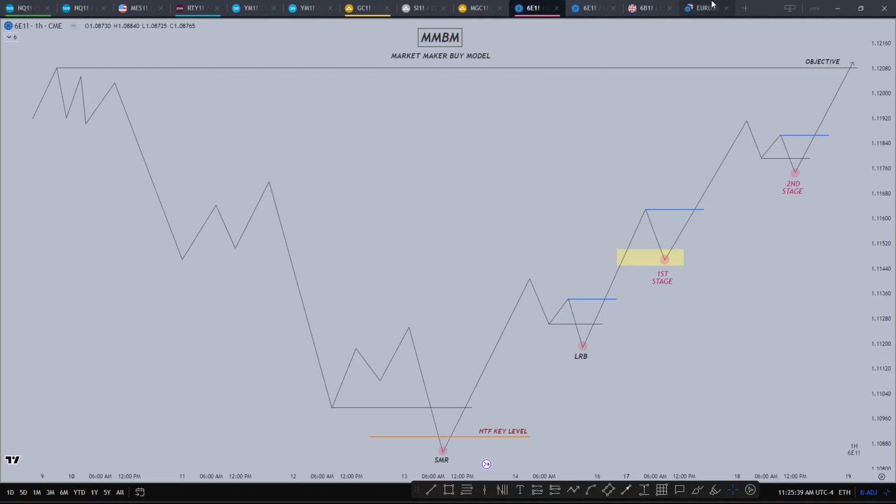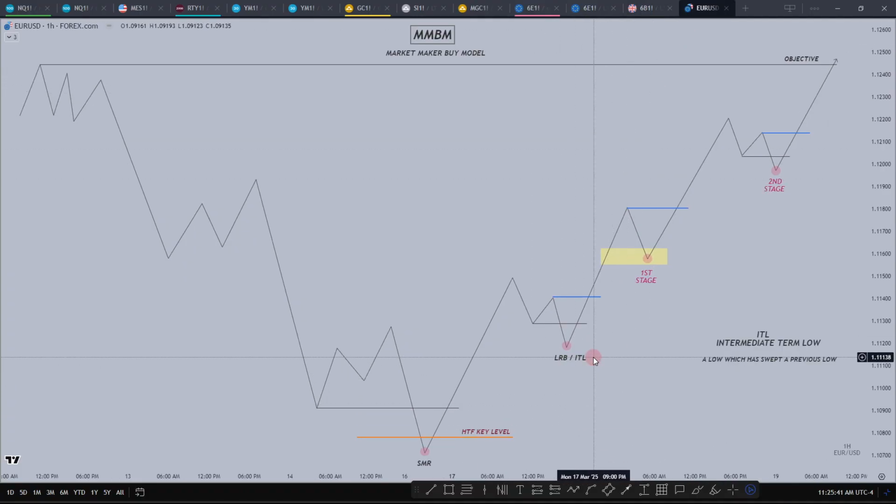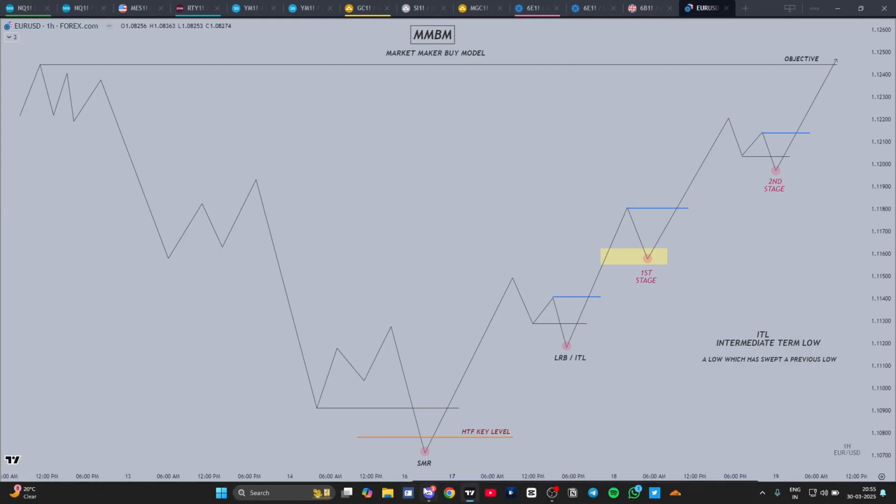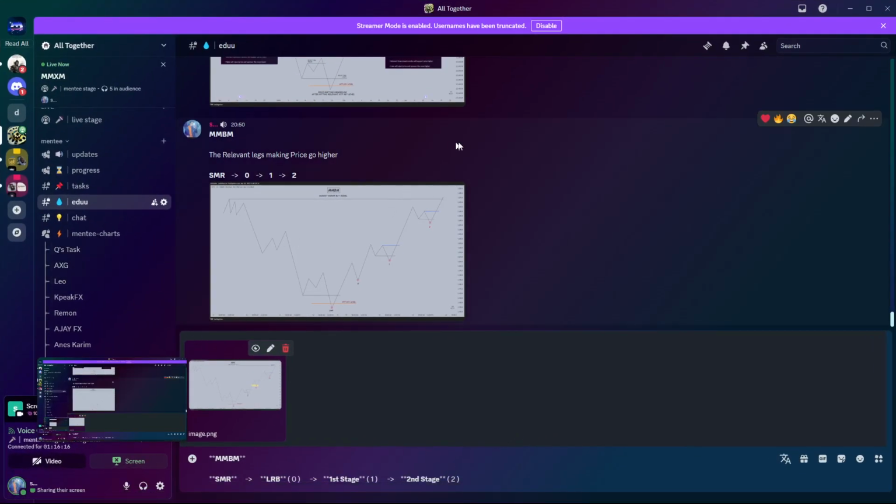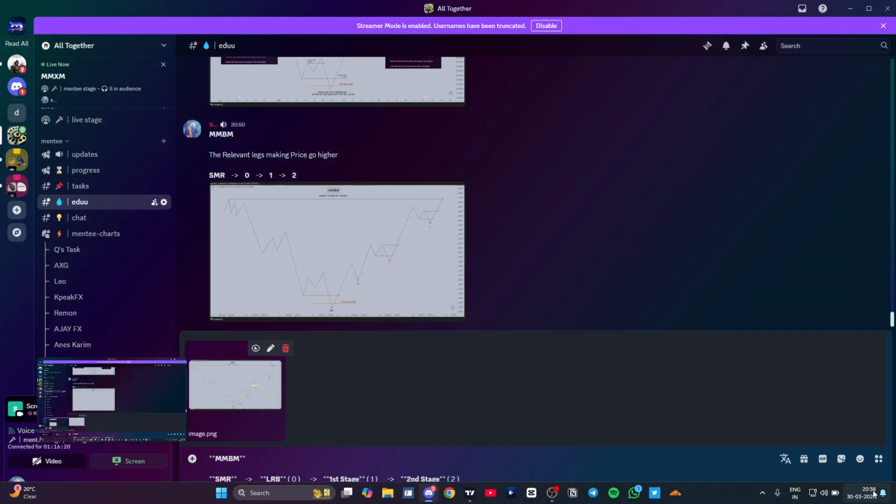But intermediate term low could be placed anywhere. This is an intermediate term low as well. Second stage as well, intermediate term low. Second stage as well, intermediate term low. Intermediate term low thing is clear.